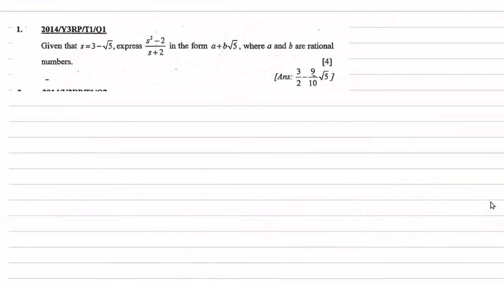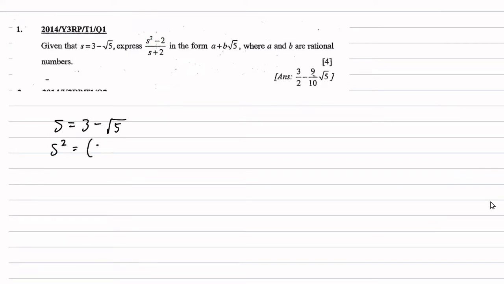Okay, given that s is equal to 3 minus square root 5, you want to express s squared minus 2 over s plus 2 in the form of a plus b square root 5, where a and b are rational numbers. Okay, how would you do that? You just have to substitute in. So I think it would be nice if we just calculate the pieces in the numerator and denominator separately. Then we bring them together. If not, it's going to be very messy.